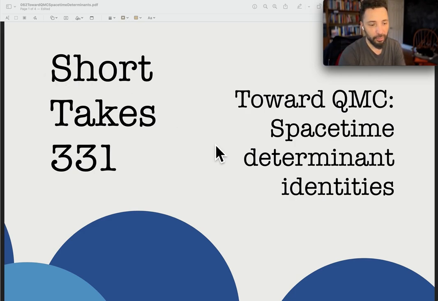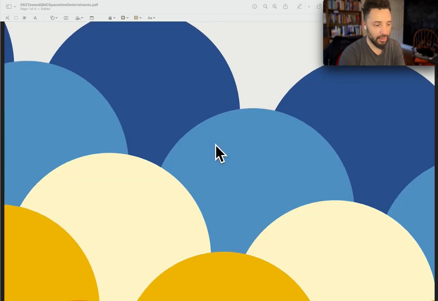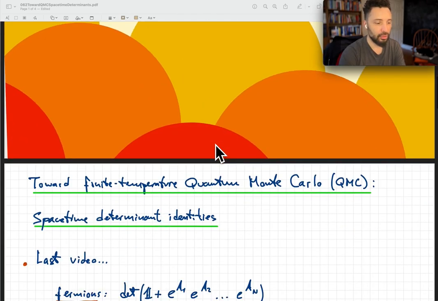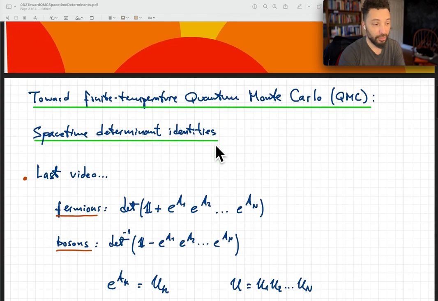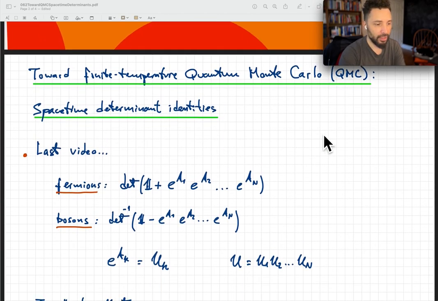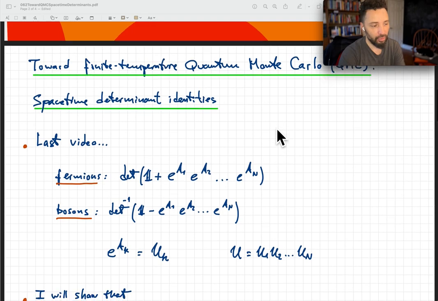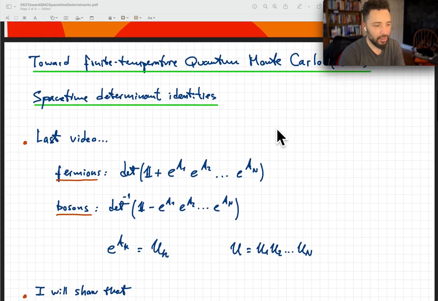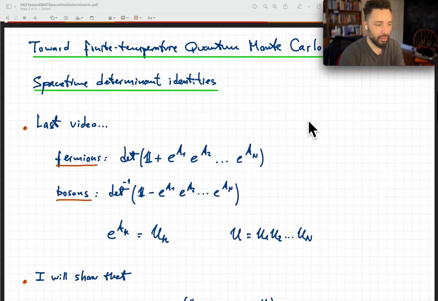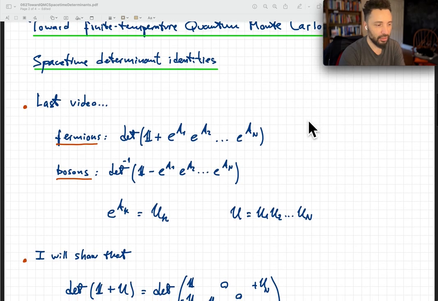Today we're going to talk about space-time determinant identities. This is a topic that is connected to our Toward Quantum Monte Carlo series, where we're building towards the finite temperature quantum Monte Carlo simulation. These space-time determinant identities are very interesting for reasons that will become clear towards the end of this video.